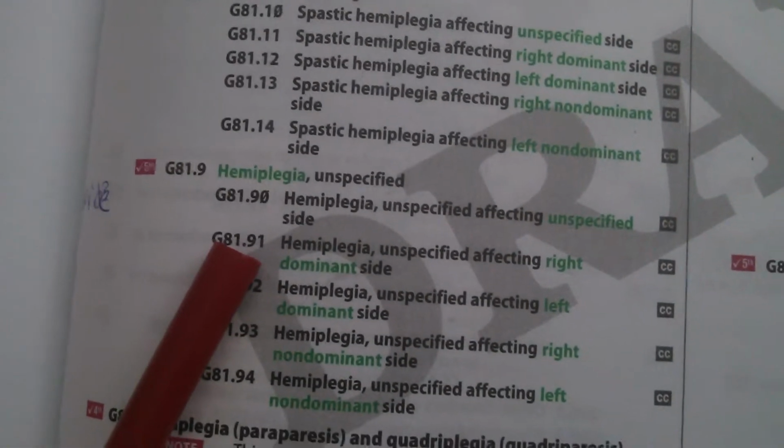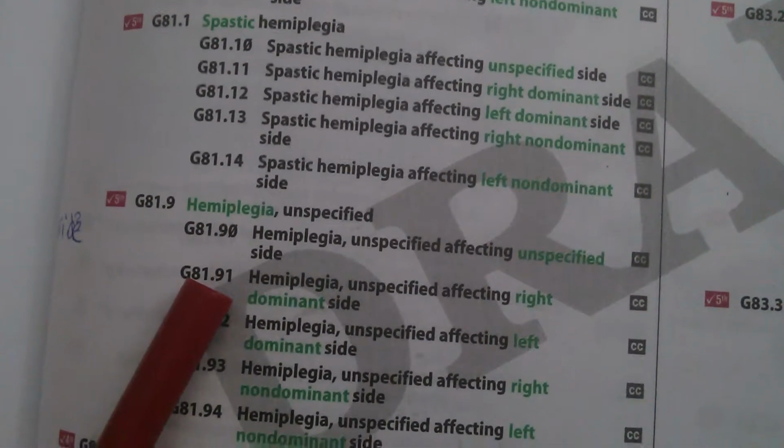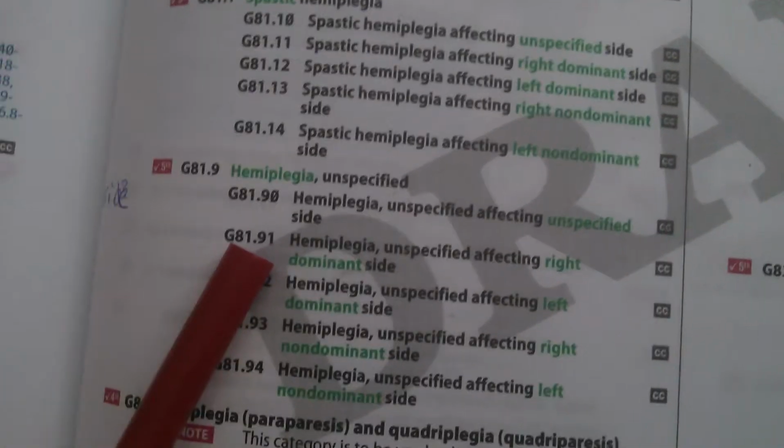Okay, so it's G81.90, right? Right. Okay, there you go. Now it's focused. So we have our first code, right? Right. Now, let's find the second code.